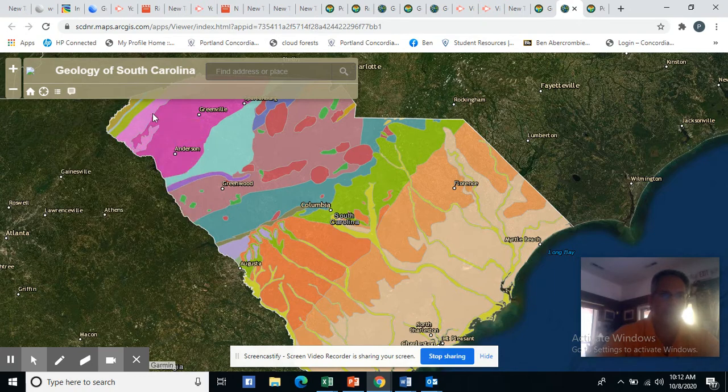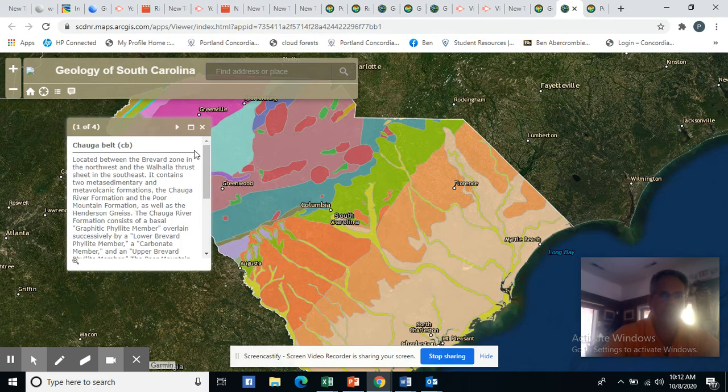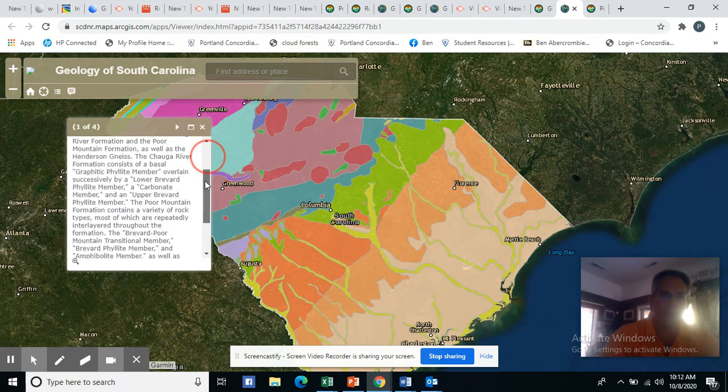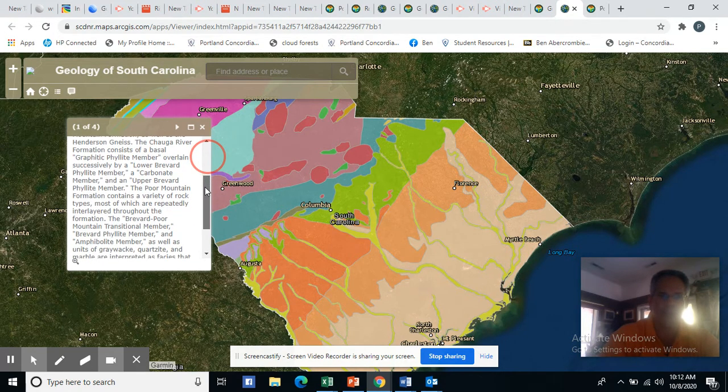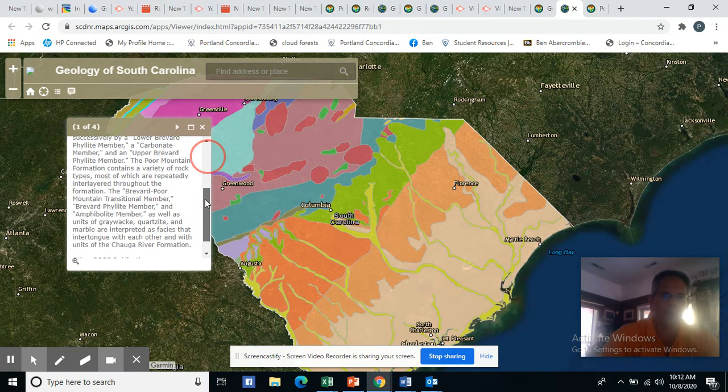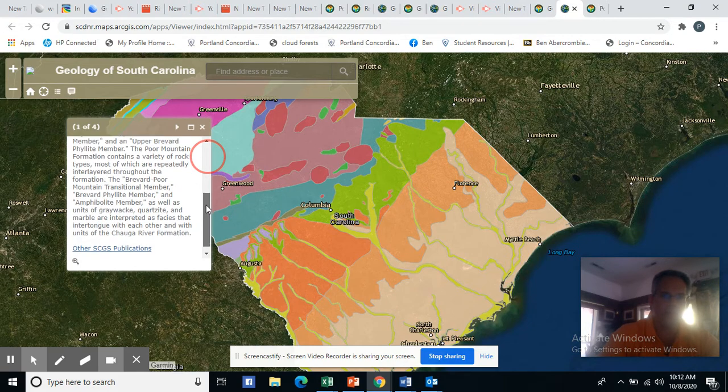Now, if you come just to the east of that, you'll come to the Chauga Belt. That's known by the Chauga River. It's a river formation, and the Poor Mountain Formation. It has Henderson Gneiss, and Chauga River has graphitic phyllite member overlain successively by a lower Brevard phyllite member and a carbonate member and upper Brevard phyllite member.